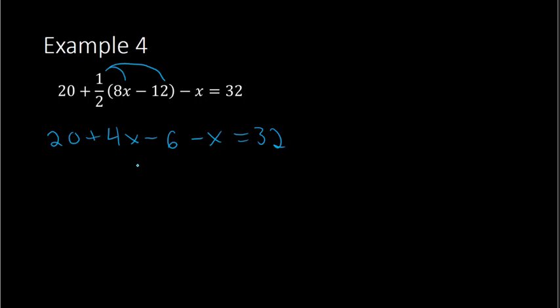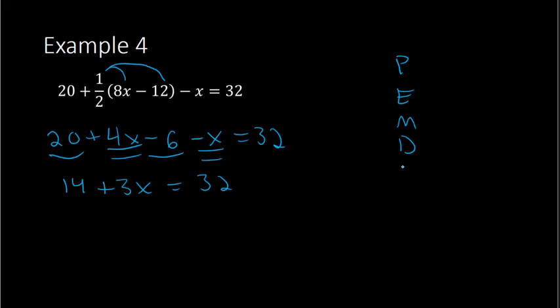So we have begun simplifying, but I want to take this further by combining like terms. We have 20 minus 6, which is 14. And then 4x minus 1x gives me a positive 3x. So I have 14 plus 3x equals 32. Now we've simplified the left side. From here we can solve by working in reverse order of operations.